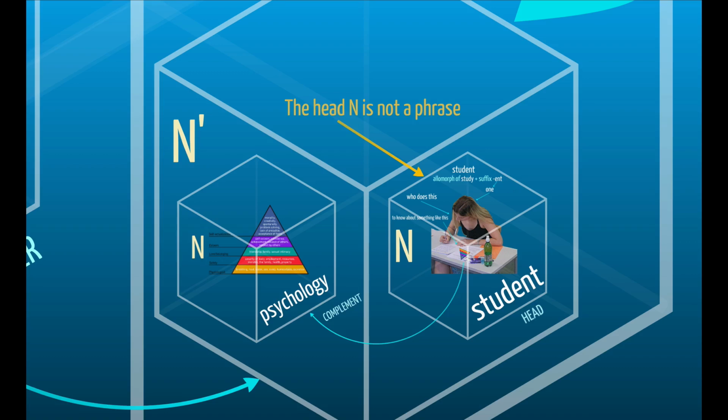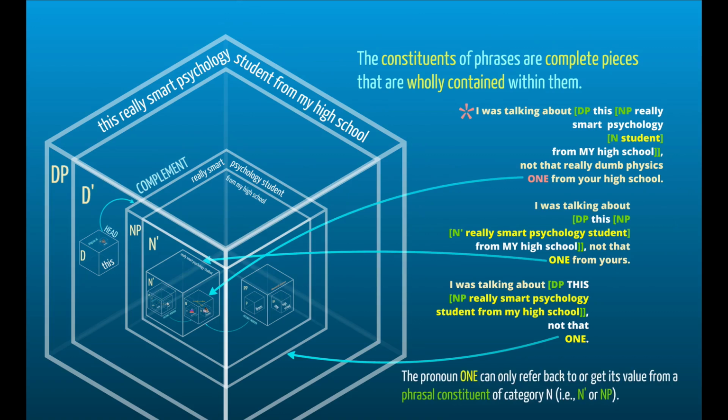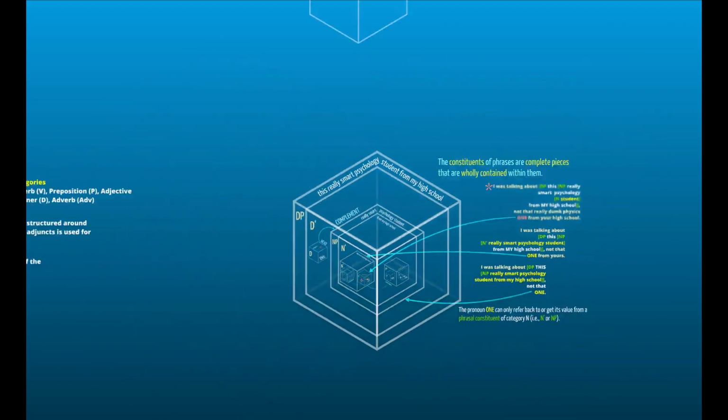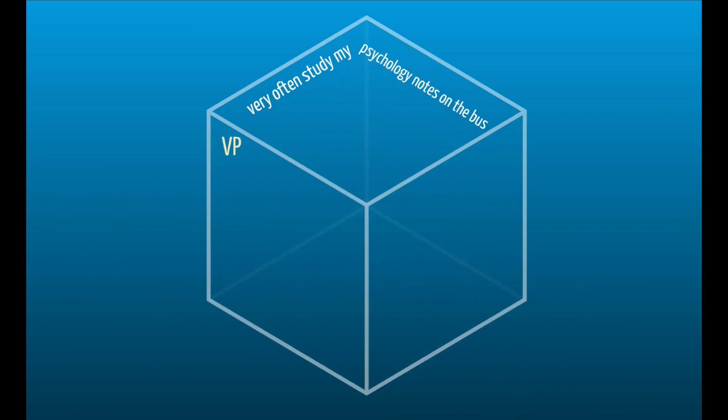And the general rule is that one needs to get its value from a phrasal constituent of category N, either NP or N-bar. Now, we can see that verb phrases, or VPs, have the same kind of shell structure by examining a complex VP built around the verb study. Let's go from the top down this time into the phrase, "Very often study my psychology notes on the bus."